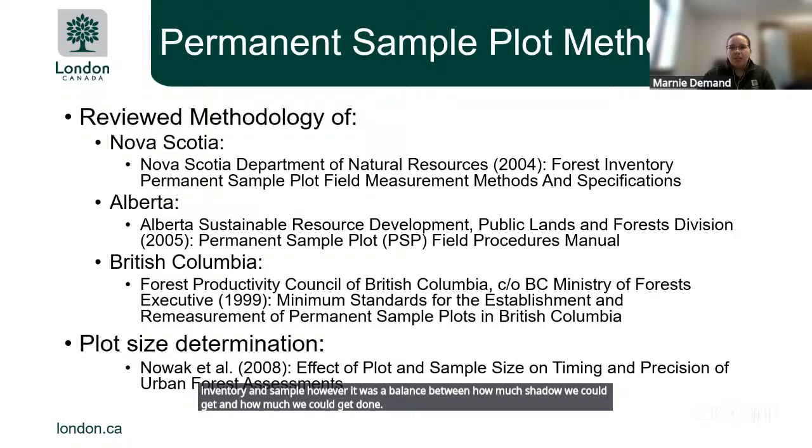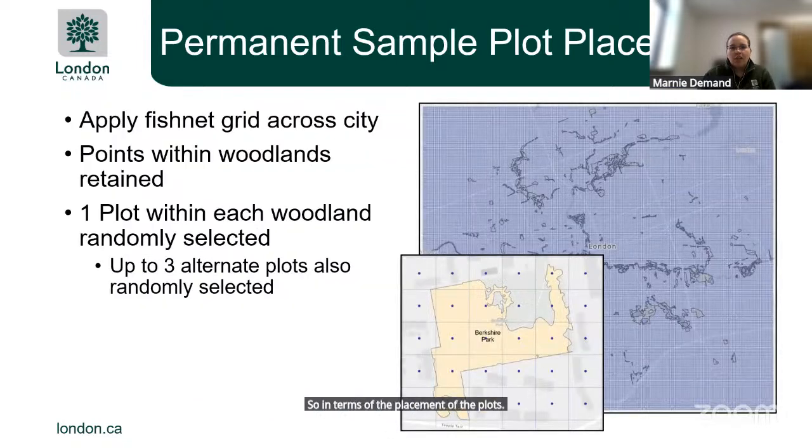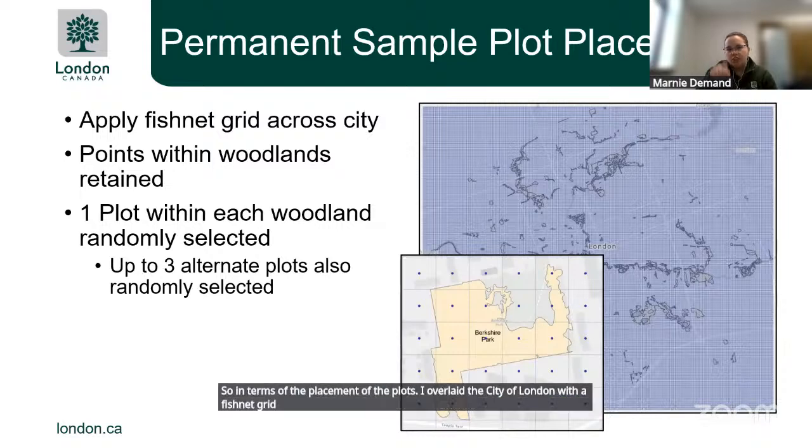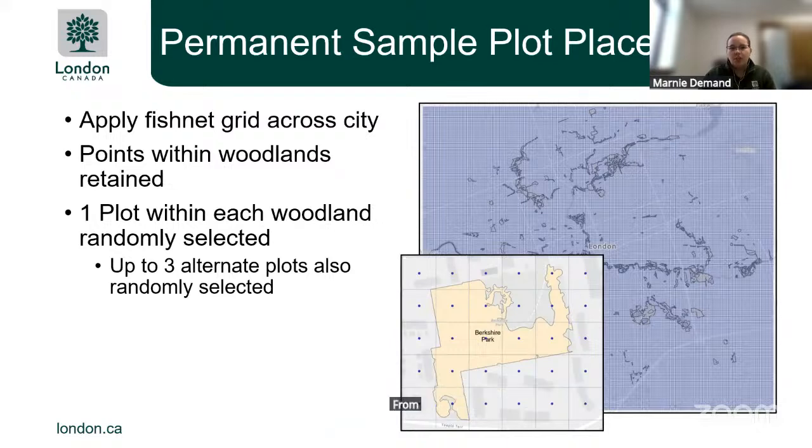So in terms of the placement of the plots, I overlaid the City of London with a fishnet grid, which is just this grid pattern. In the middle of each grid box, there's a point, random based on the middle of that. And then from there, one plot within each woodland was randomly selected from the points within the woodland.